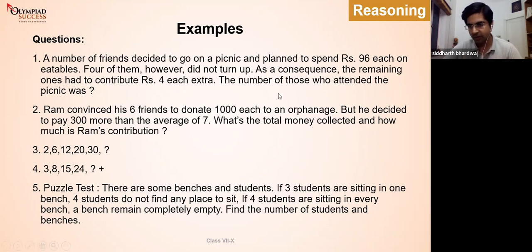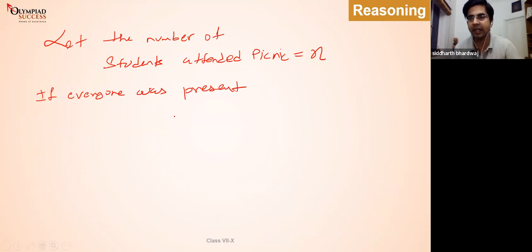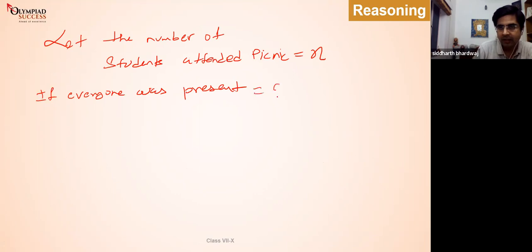That is correct, Pranav. If everyone was present, let's take that case. We are not considering that some were absent. We are just taking that everybody was present. Dhruv is saying, sir, 20 students is the answer. I'll tell the answer as we approach the question. So that would be 96x. Now, what is given?